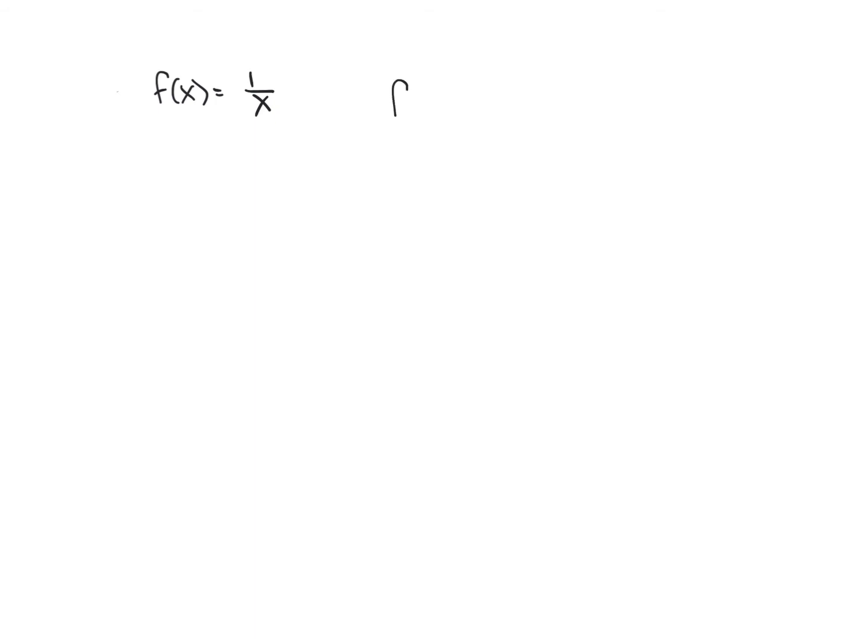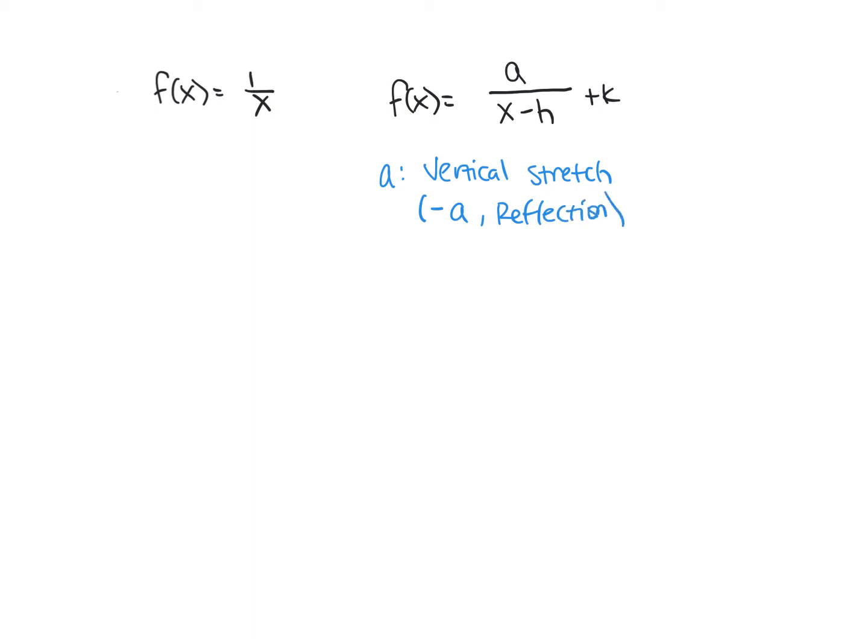Well, the general transformation version of a rational function is f of x is equal to a over x minus h plus k. Now, if that a, h, and k seem familiar to you, I'm really hoping they should. When we dealt with transformations all the way back in Unit 2, it's that same a, h, and k. So just a very quick reminder, a is a vertical stretch, so that means we're multiplying. And if there's a negative a, that means that there's a reflection over the x-axis.